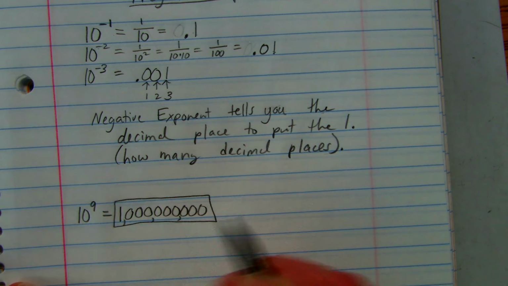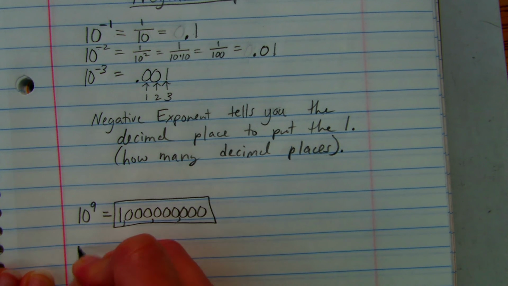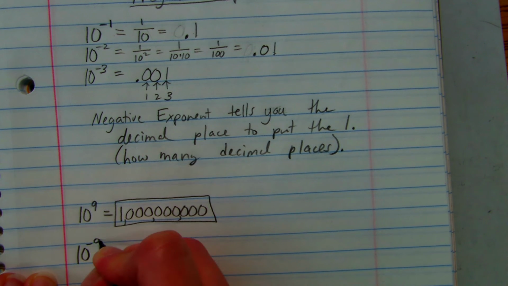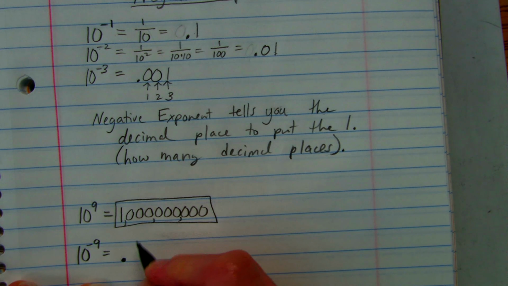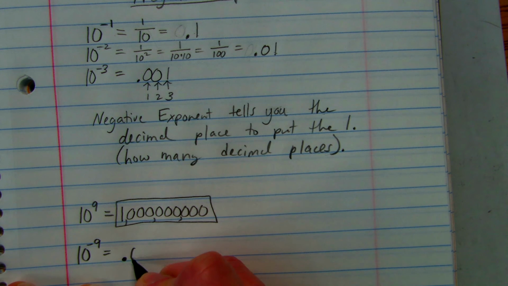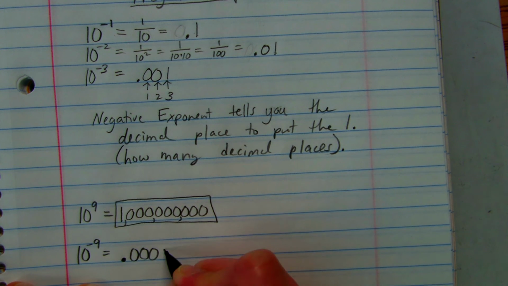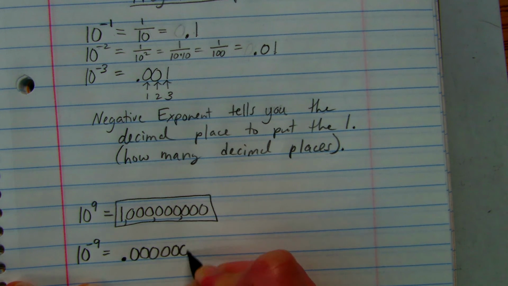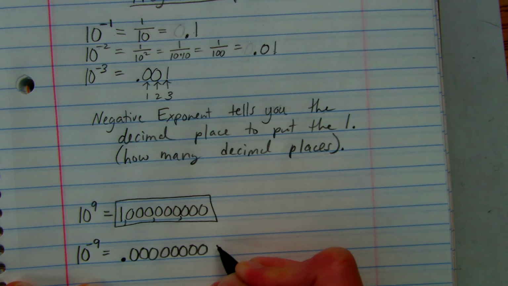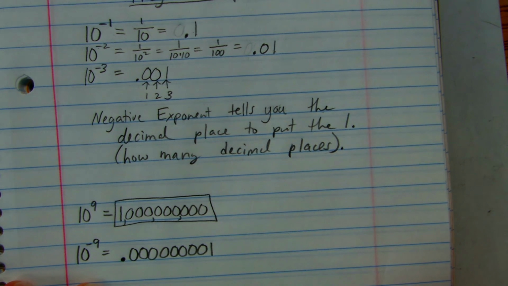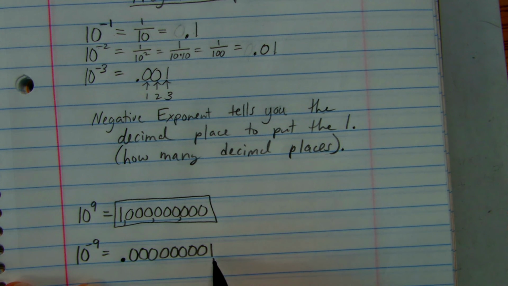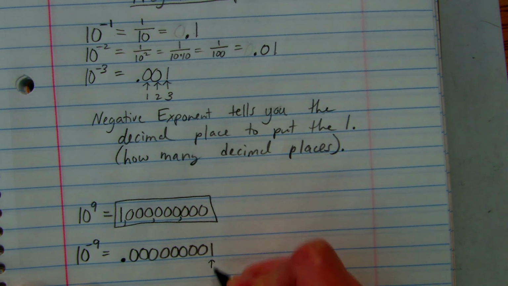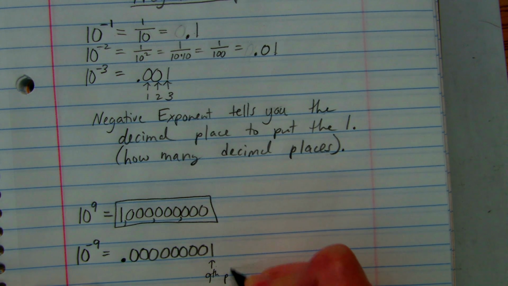Okay? If I do 10 to the negative 9th, I'm going to put my decimal point, and then I'm going to count 1, 2, 3, 4, 5, 6, 7, 8, and when I get to 9, that's when I put the 1. Does that make sense? It's a little bit different because there's not 9 zeros. This is the 9th place.